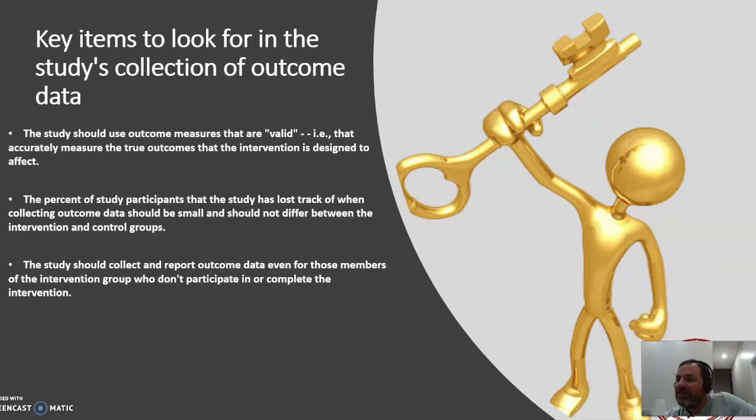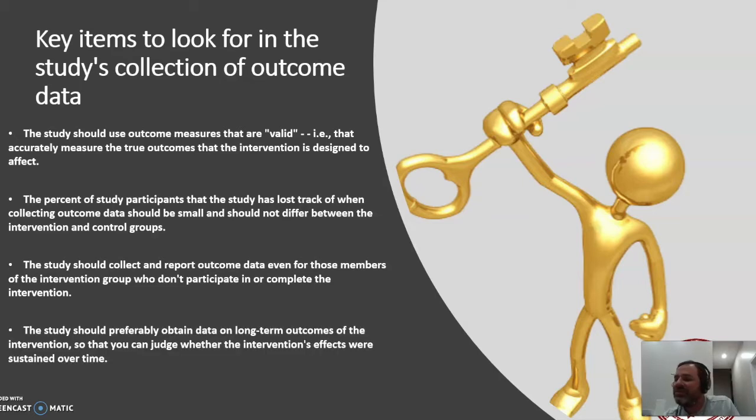Therefore, the study should collect outcome data for all of the individuals randomly assigned to the intervention group, whether they participated in the intervention or not, and should use all such data in estimating the intervention's effect. The study should also report on how many of the individuals assigned to the intervention group actually participated in the intervention. The study should preferably obtain data on long-term outcomes of the intervention so that you can judge whether the intervention's effects were sustained over time.